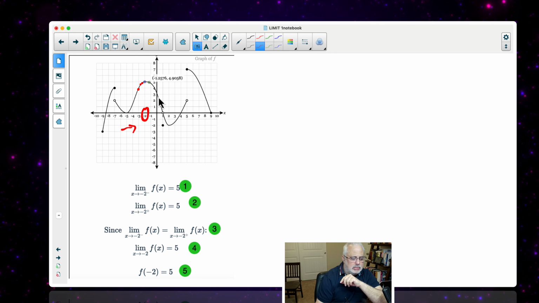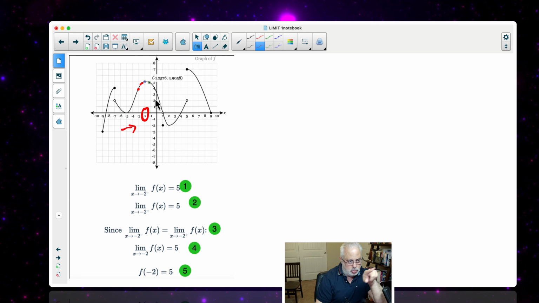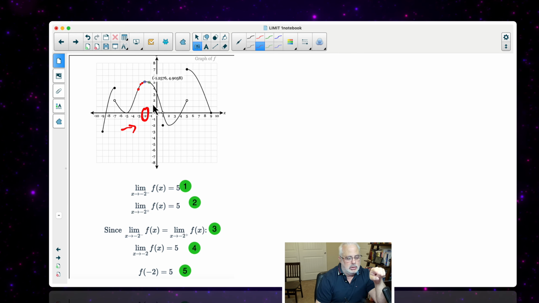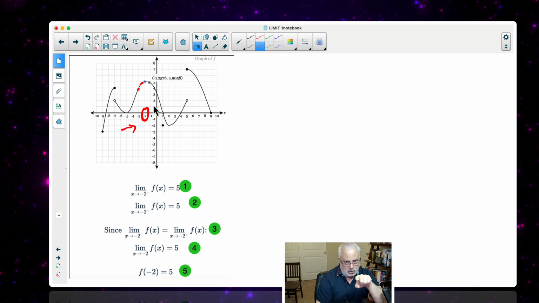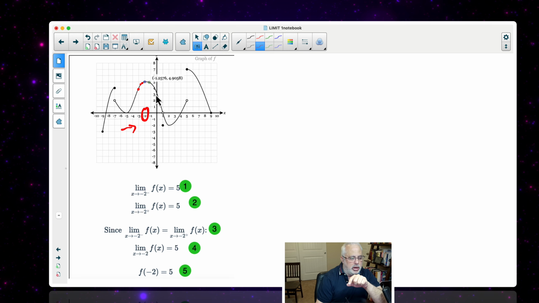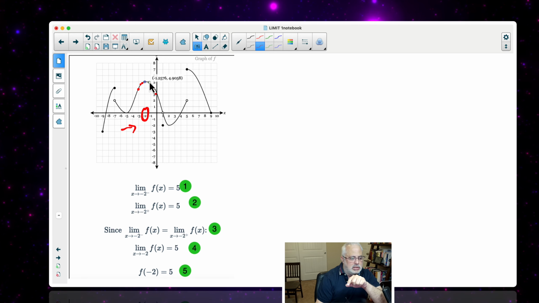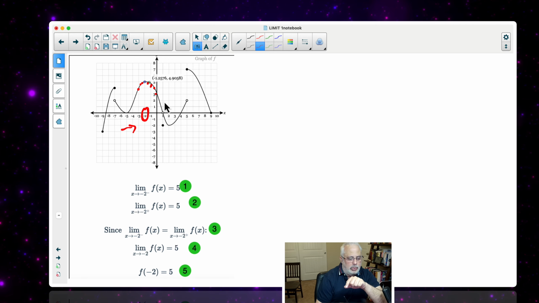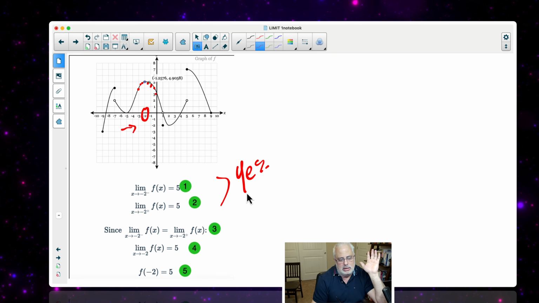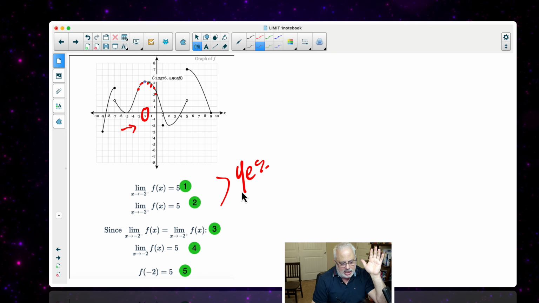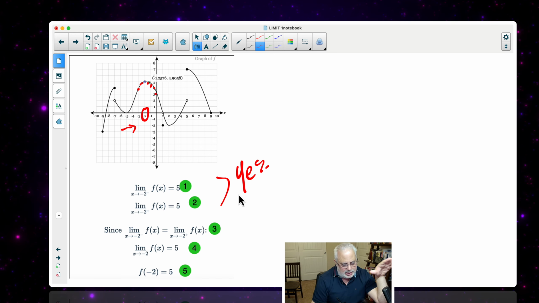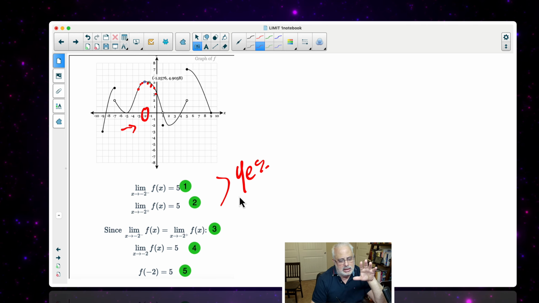And from the right, 2 plus. 2 minus is from the left, 2 plus, -2 minus is from the left of -2, and -2 plus is from the right of -2. So when you approach it from the right, you will see that the function is also approaching 5. So we have a limit here. Yes, we have a limit. Both limits are the same. The right-hand limit and the left-hand limit are both equal.